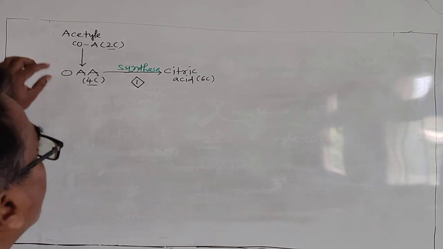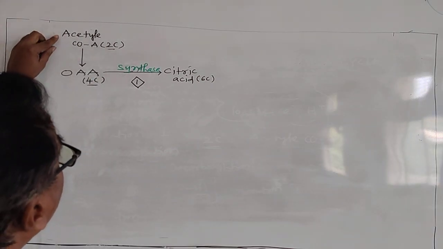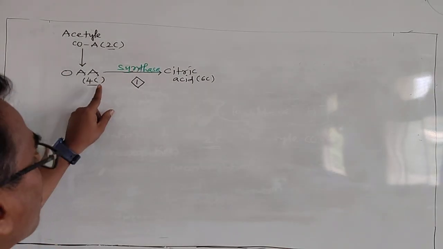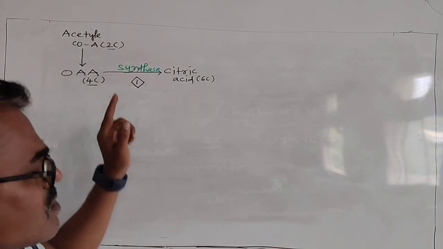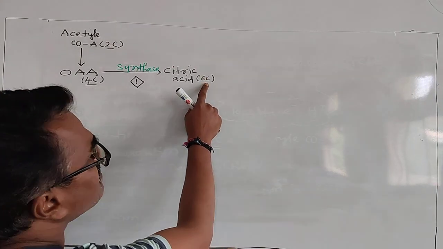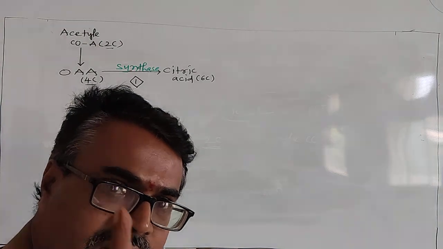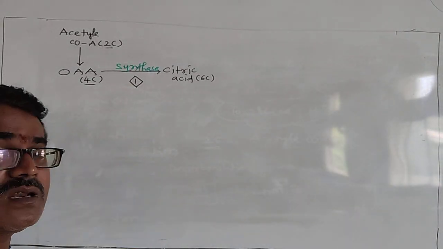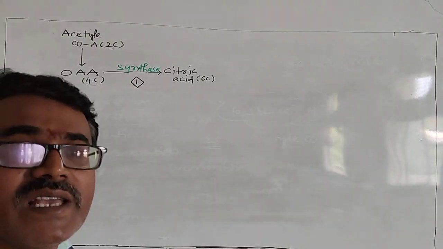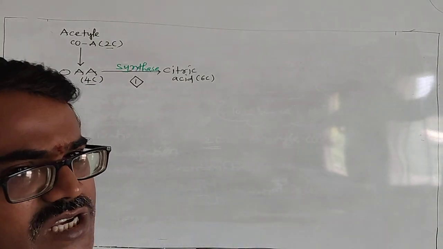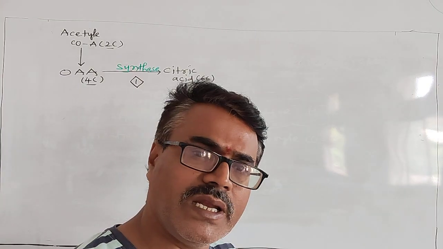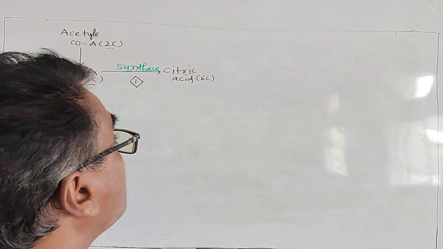What is the first step? Condensation. The 2 carbon compound acetyl coenzyme A is condensed with the 4 carbon compound oxaloacetic acid, resulting in the formation of the 6 carbon compound, citric acid. In this reaction, one enzyme is required, that is citrate synthase. Then the second step in the Krebs cycle is dehydration.